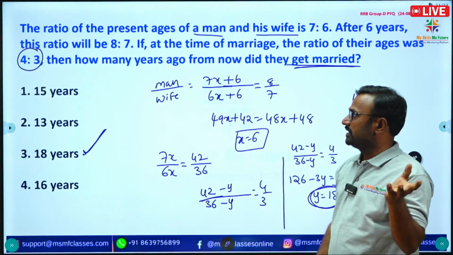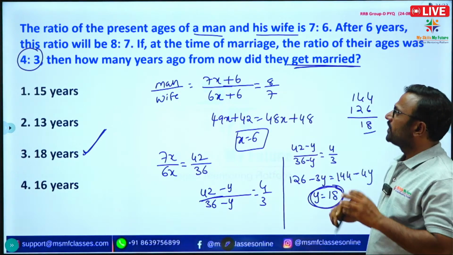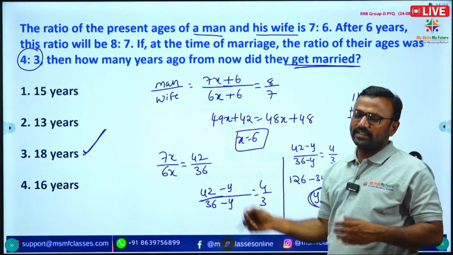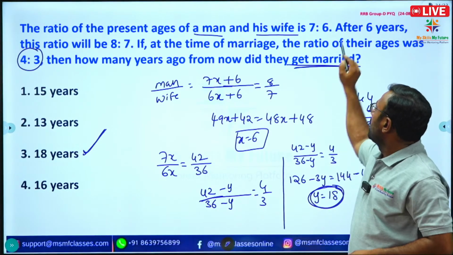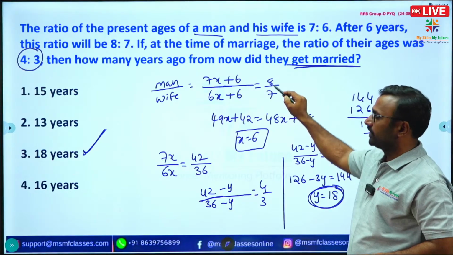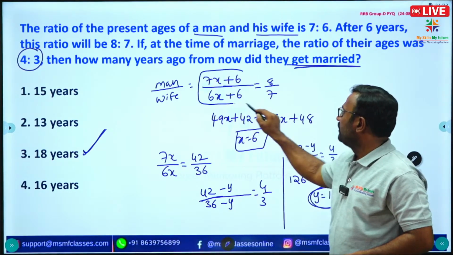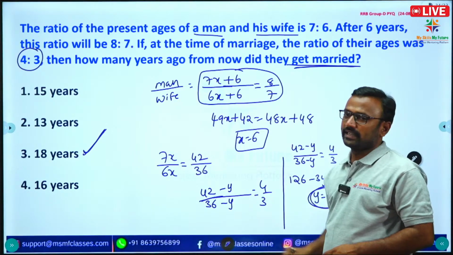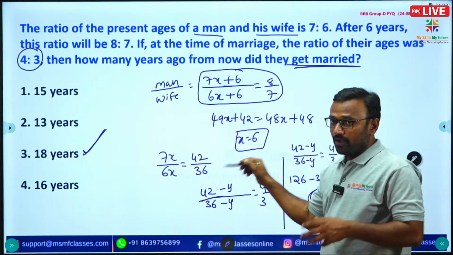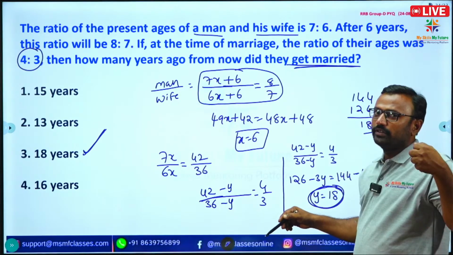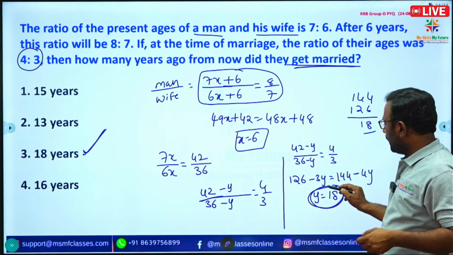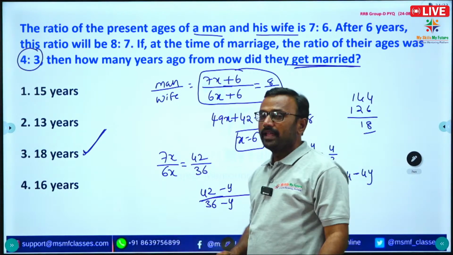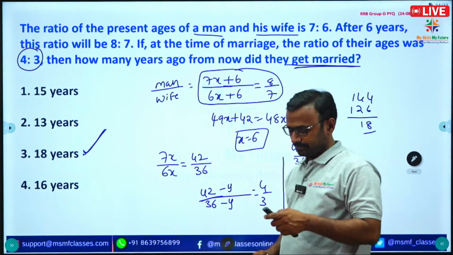First of all, see the question once again. The ratio of the present ages of a man and his wife is 7:6. We can write 7x is to 6x. After 6 years, the ratio will be 8:7. So according to this information, we find the ages of the man and his wife are 42 and 36. So from now, how many years ago did they get married? 18 years ago they got married. Right, so option 3, 18 years, is the correct answer.